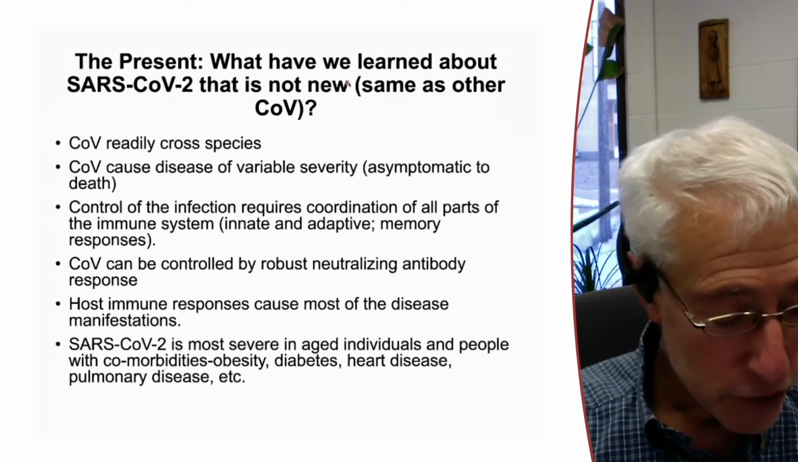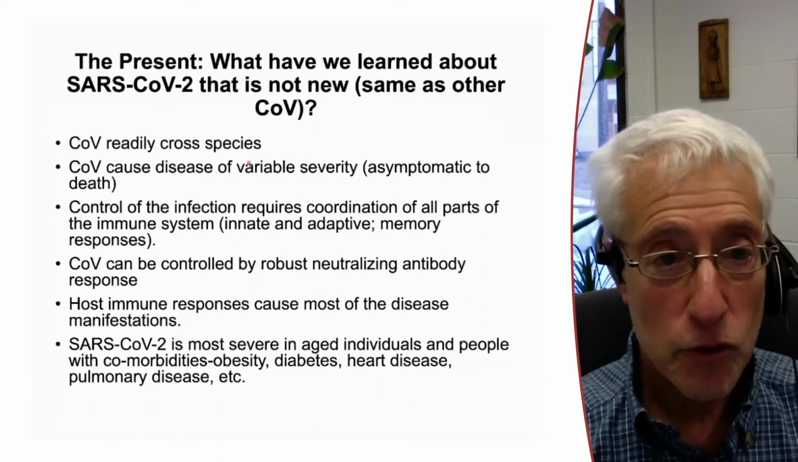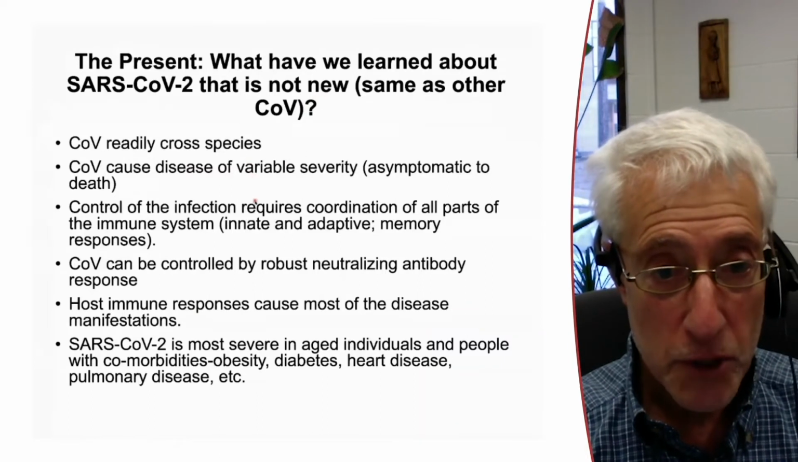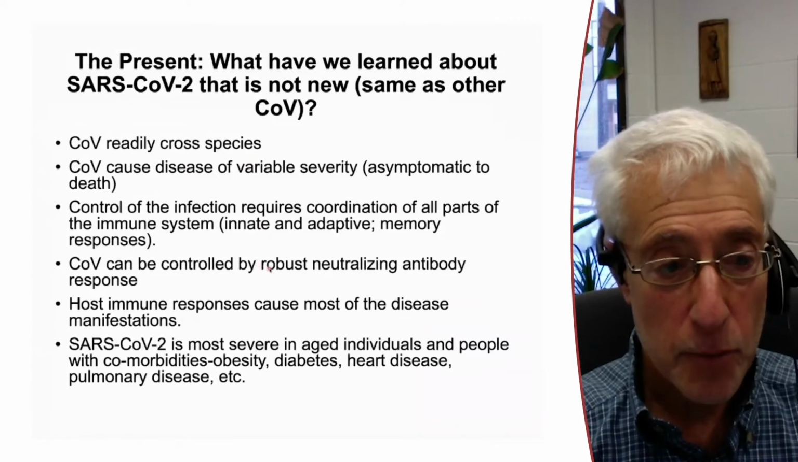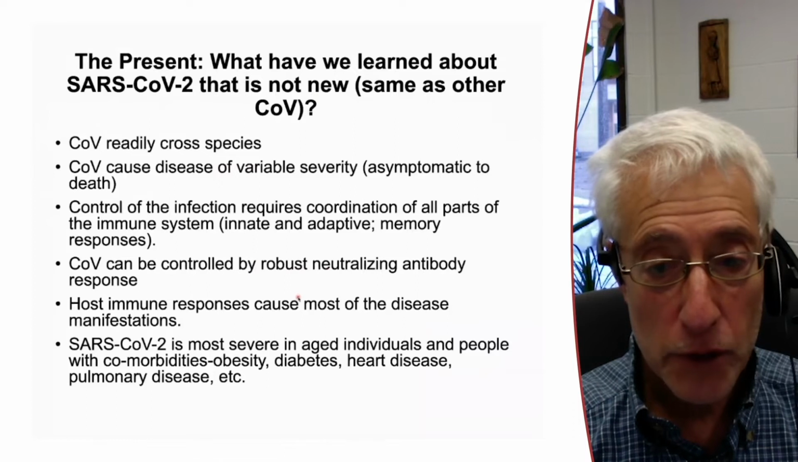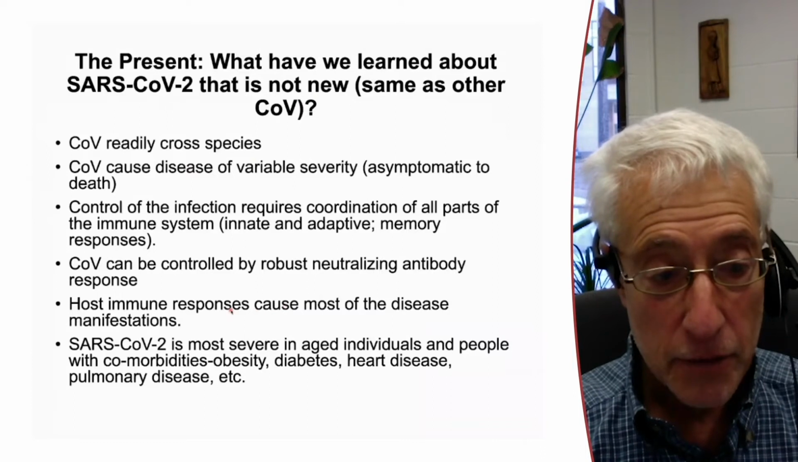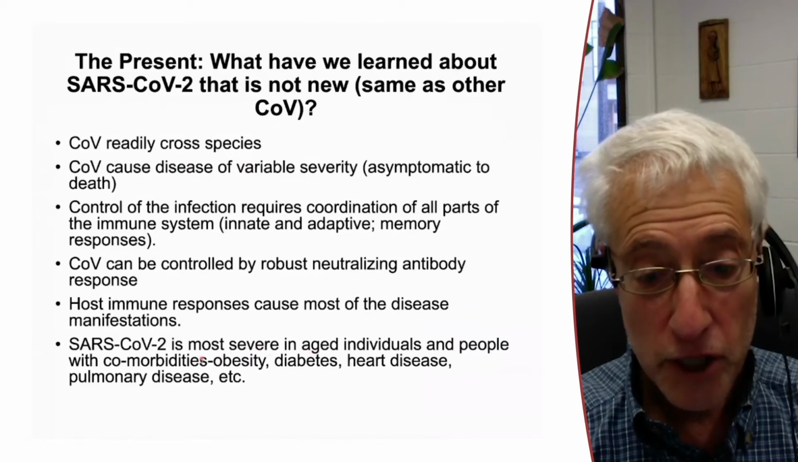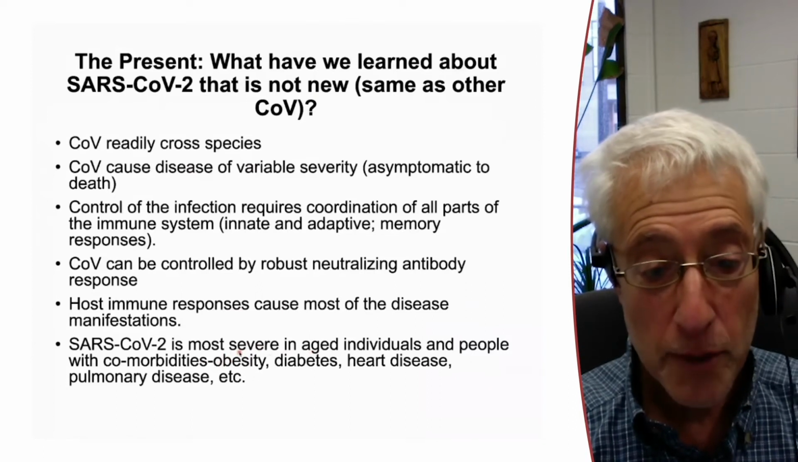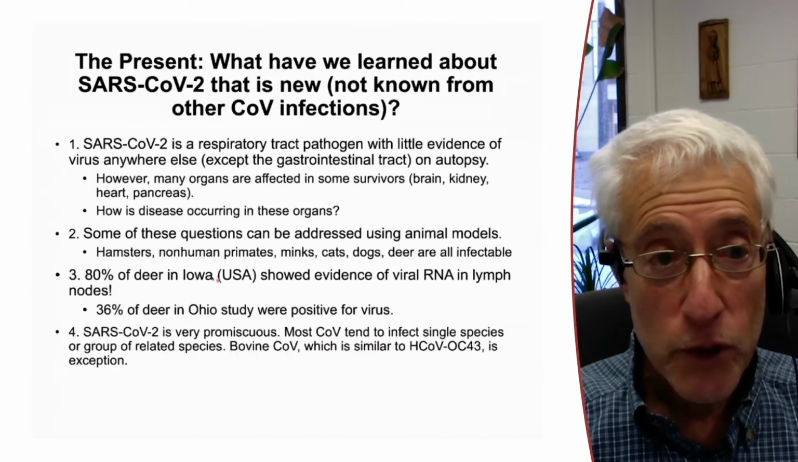And so just to finish up here, I just want to cover what we have learned about SARS-CoV-2 that's not new, the same as other coronaviruses. We learned that coronaviruses cross species. They cause disease of variable severity, and control requires all parts of the immune system, innate, adaptive, and memory responses. And it can be controlled by robust neutralizing titers. Of course, if you have too many variants that change, that won't be true. And many of the manifestations are caused by host immune responses, and all these human pathogenic coronaviruses are most severe in people with obesity, diabetes, heart disease, so with comorbidities.